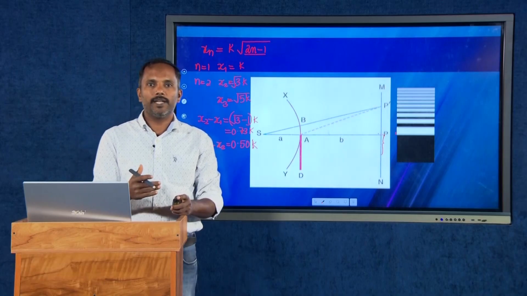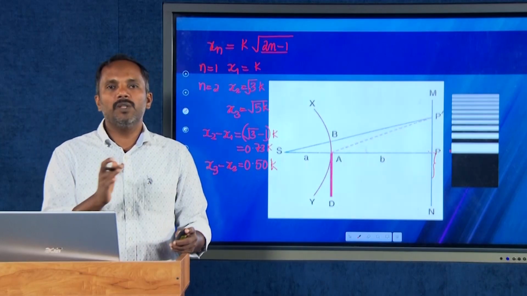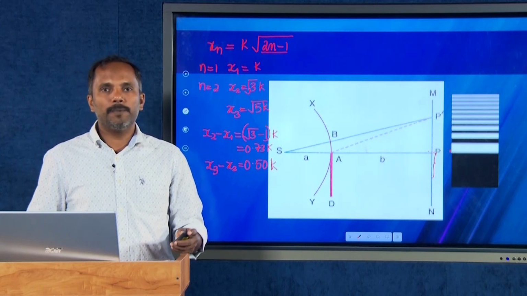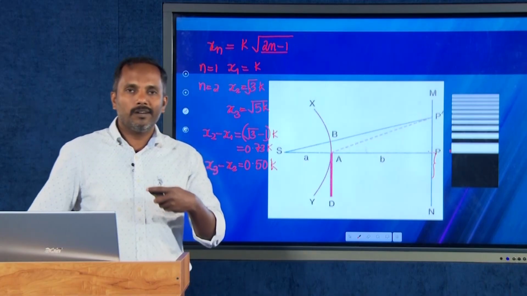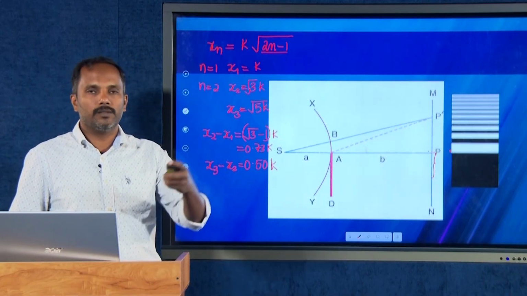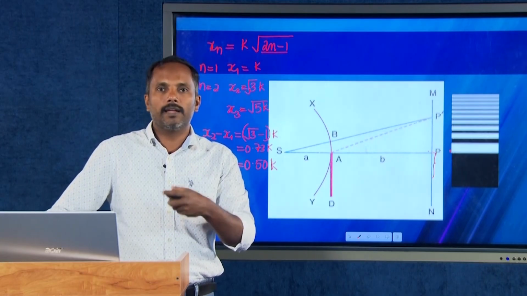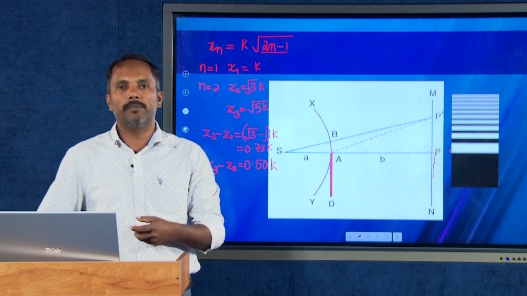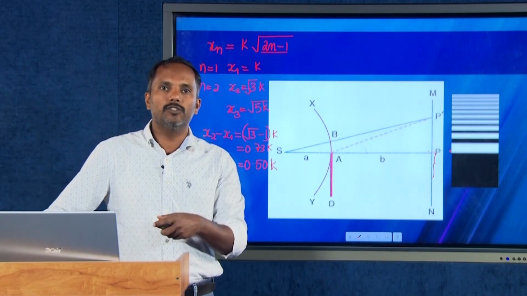So a similar effect can be seen in the minima also. Now we will discuss how the intensity varies, especially the intensity at a point inside the geometric shadow. Above the point P in the illumination region, we know that we have the alternate dark and bright zones, or maxima and minima. So now we will discuss how the intensity varies at a point inside the geometric shadow.